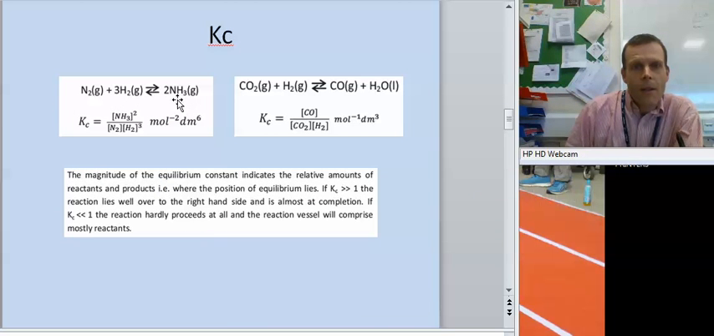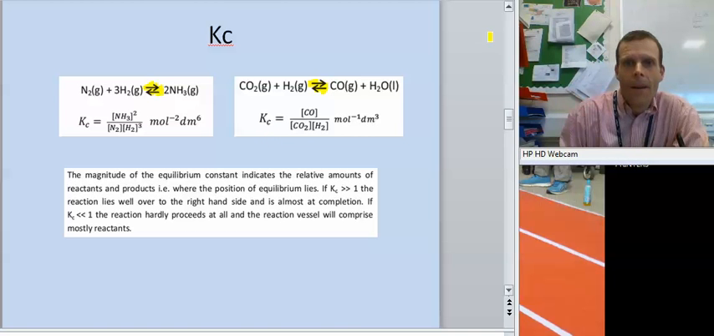Now we can write equilibrium expressions to show what's happening in these chemical equilibria. So the first thing to note is that your chemical equilibria will have this symbol in it. And so our equilibrium constant, which talks about the position of the equilibrium, is given the symbol Kc, and we're going to be dealing with things that are either gases or aqueous solutions in this unit.